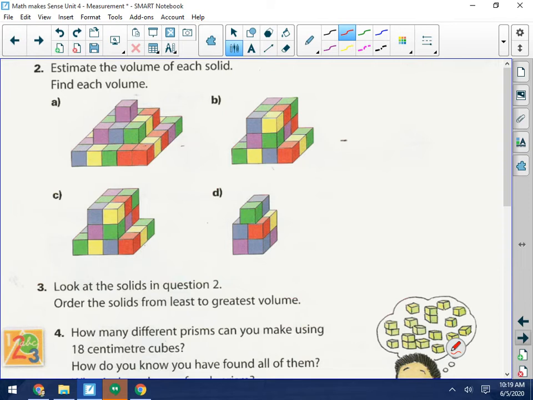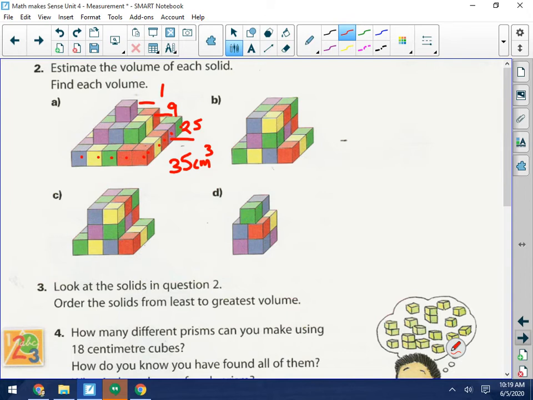These ones, again, you'd have to find out how much is in each layer and add them all up. So this is 1, 2, 3, 4, 5. 5 times 1, 2, 3, 4, 5. So there's 25, plus 9, plus 1. So this has a volume of 35 centimeters cubed.